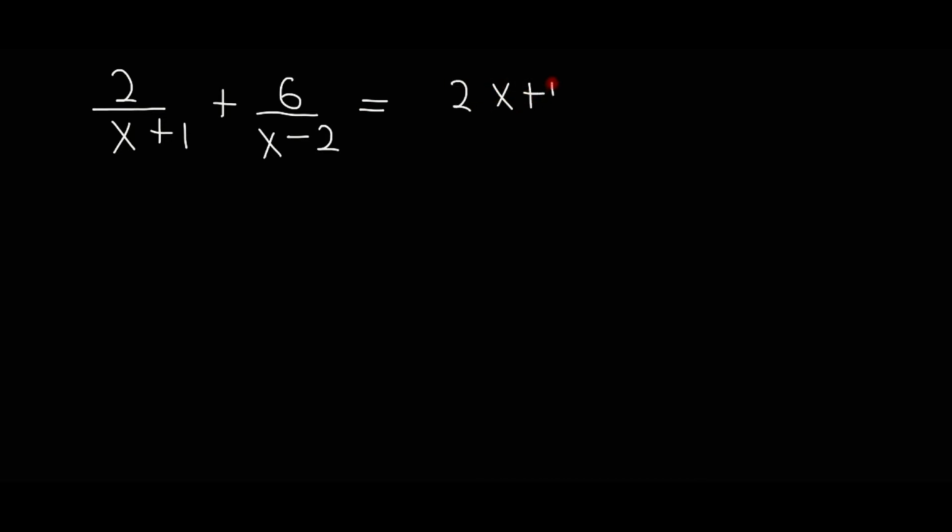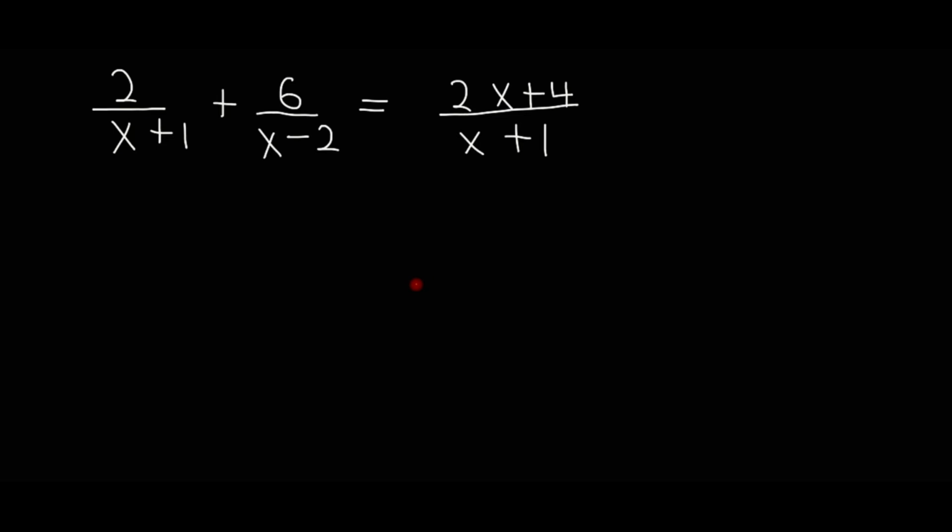And then now, let's say we have 2 over x plus 1 and then plus 6 over x minus 2 and then equals 2x plus 4 over x plus 1. And then from there, we can see that we have two fractions to separate by the equal sign. So this means we will check the LCD.